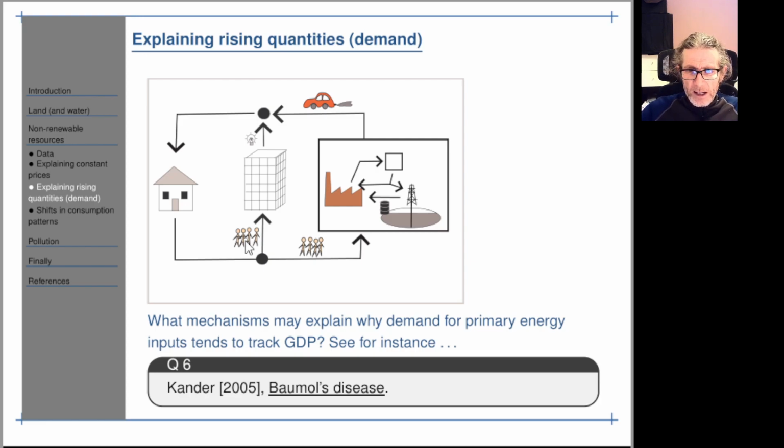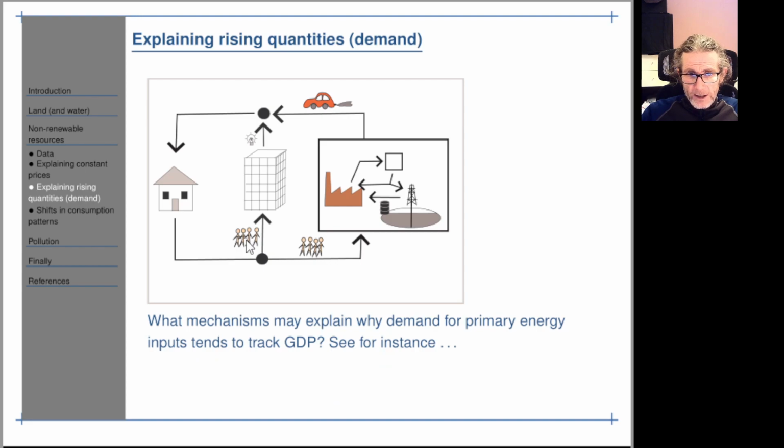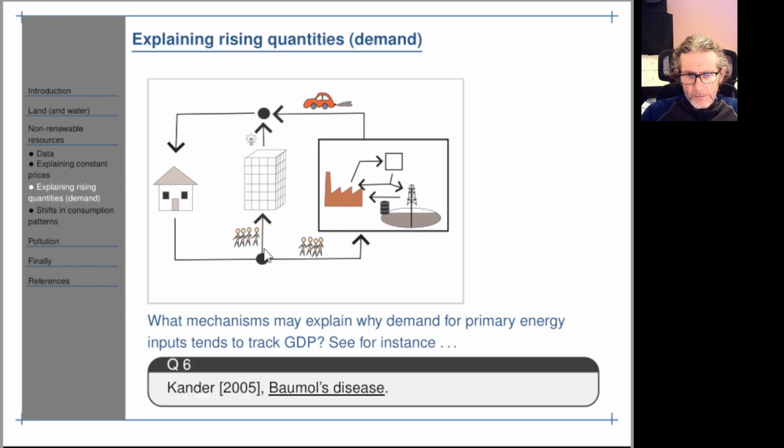And the paper by Kander actually is pretty nice. It's not that hard. It's in the journal Ecological Economics. It's not super technical. So I'd recommend it. It would be super nice if some of you wanted to have a look at that.